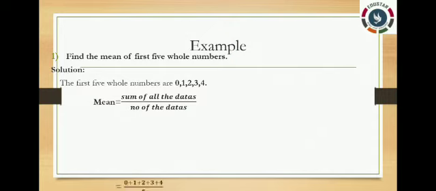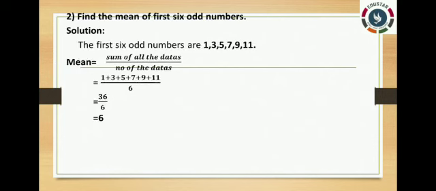Sum of all datas 0 plus 1 plus 2 plus 3 plus 4. Number of the datas is 5. Now add the numerator. We get 10 by 5. 10 by 5 we get 2. We have got our mean value 2 from this example. Let us see another one example.